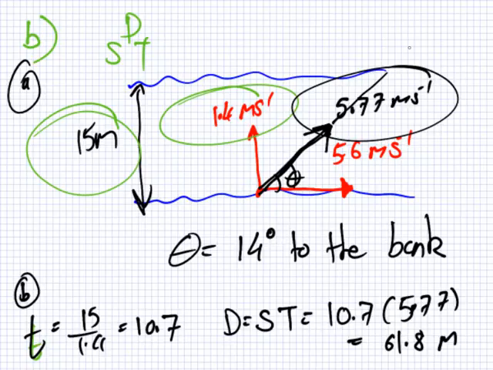Now look, there's another way to do it as well. You could work out how far he travels horizontally. It'll be 5.6 multiplied by 10.7. And then if you know the horizontal and vertical, you can get the diagonal. It'll be the same. Now that's the B part. Can we have a look at the C part?